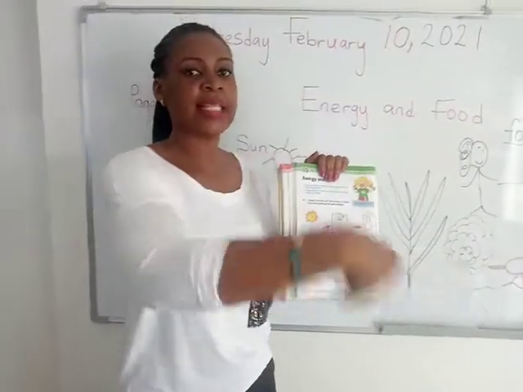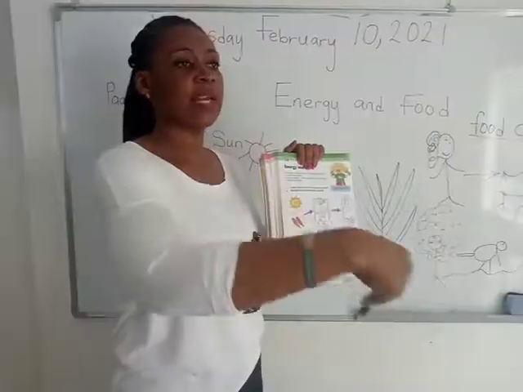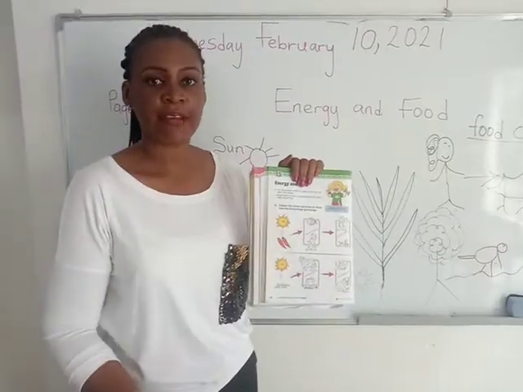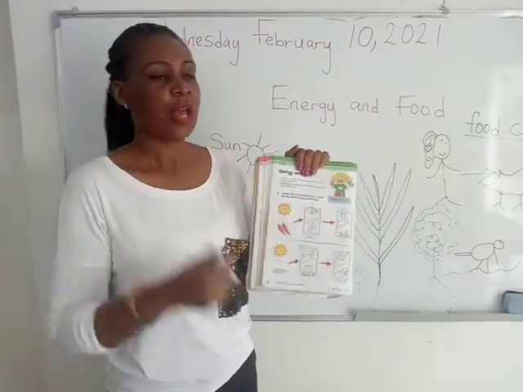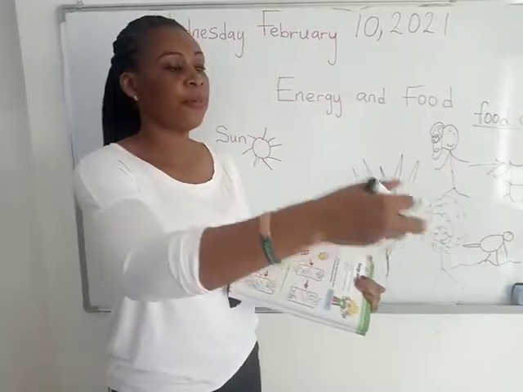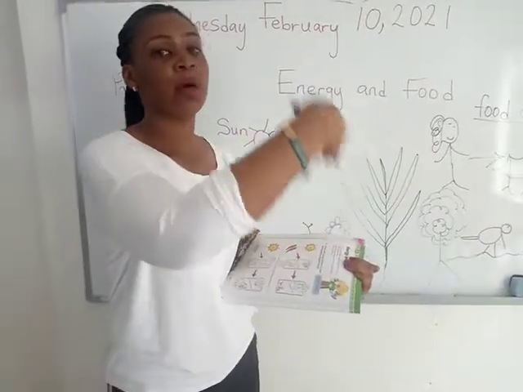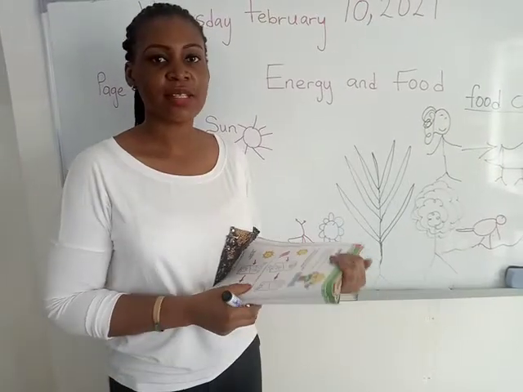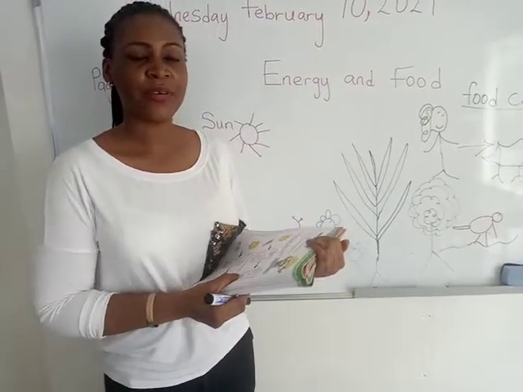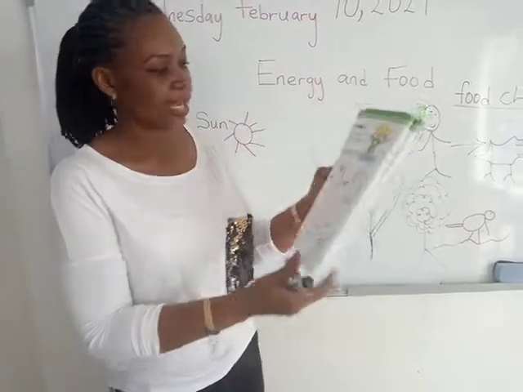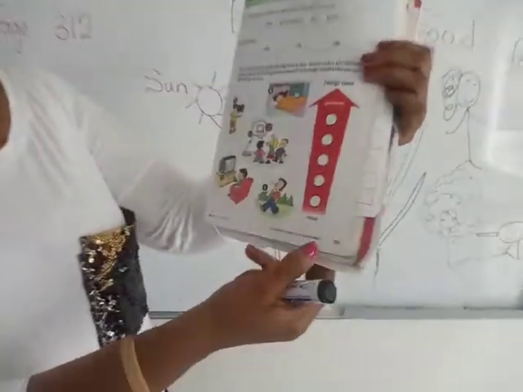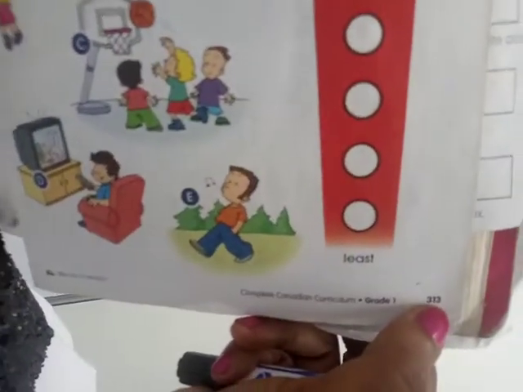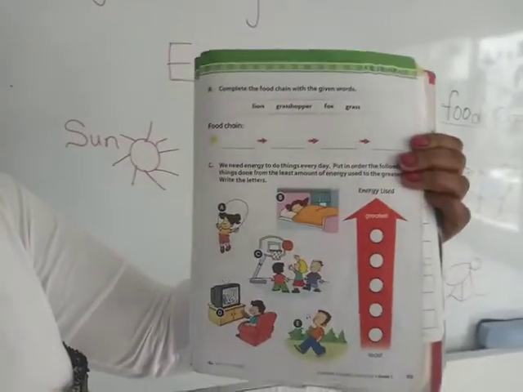We keep on eating something else or other animals or plants to survive and to have energy. Because without eating another animal or plant, we might starve to death. And you know what to starve means? To die of hunger. All right. So when you're done with this page, you turn to the next page, page 313.